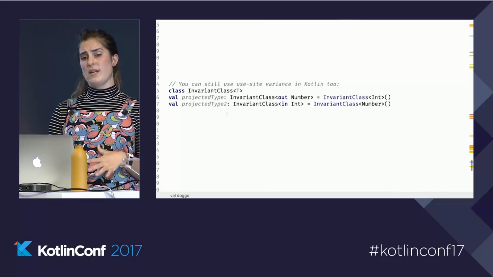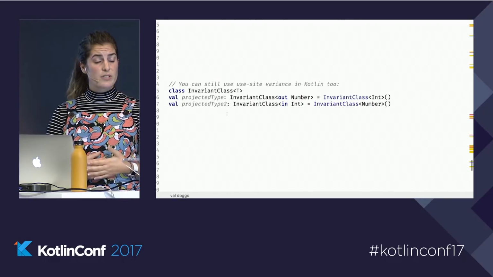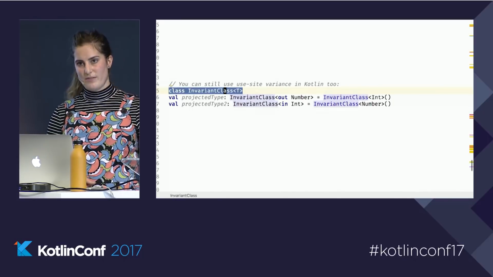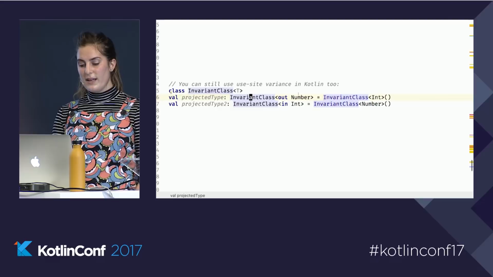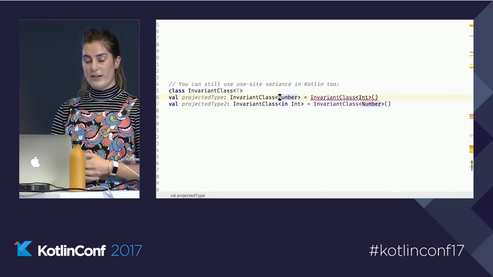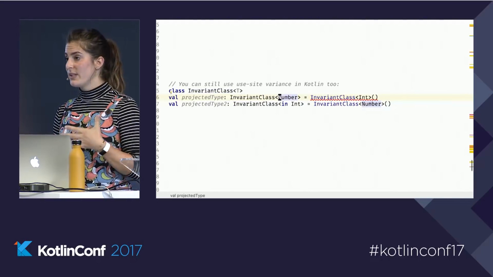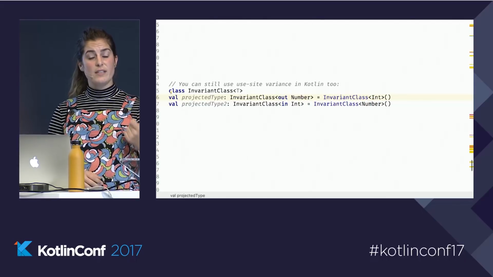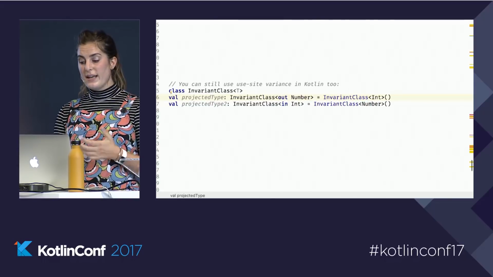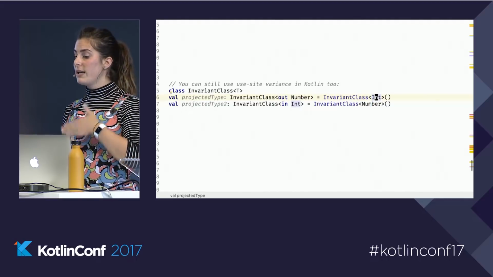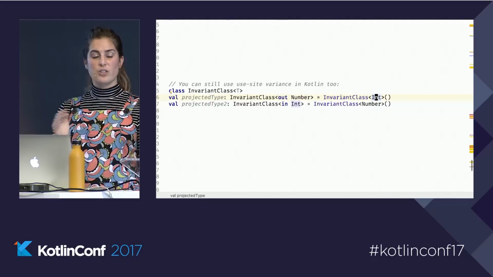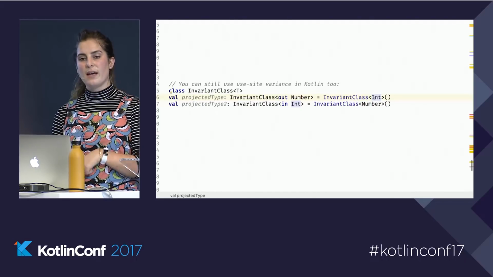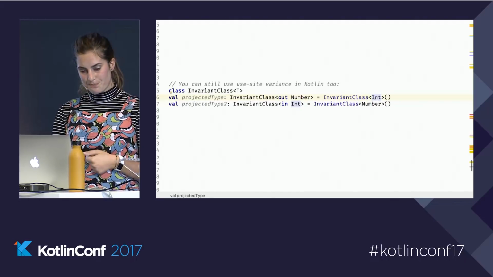But that doesn't mean that you've given up the use site variants that you have in Java already. So here, I've defined some invariant class. And in the normal case, if I have no modifiers on it, I need that exact class. That's what that invariant case means. But I can go ahead and have these use site variances. And now I can get that behavior where I can assign this class of int to a class of number. Likewise, if I use in instead of out, I can assign number to int.